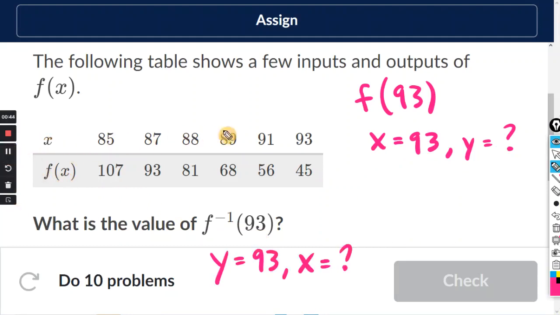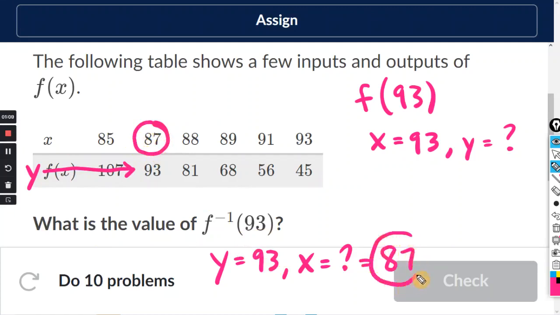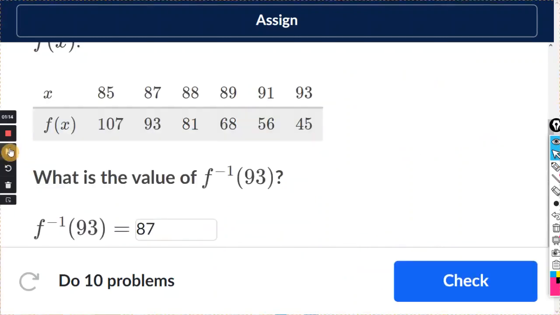All right, so this row is the x values, and this row here are the y values. Okay, f of x is the same as y, so we go to y equals 93. That's this right here, and the respective x value is 87. So when y equals 93, x equals 87. Final answer. All right, so just click inside the box and type 87.